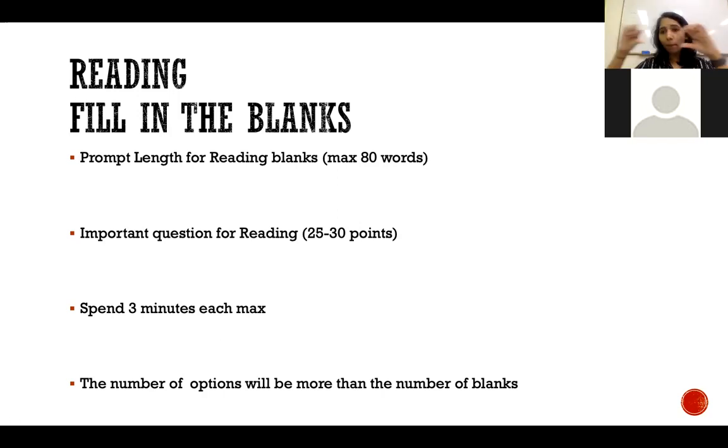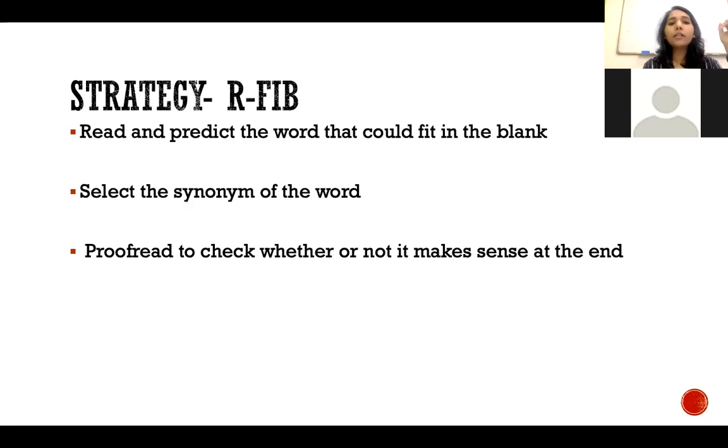The number of options will be double the number of blanks. So usually it's double, sometimes it's more than double. So if you have got 4 blanks, usually you'll have 8 options to choose from. Okay, so what is the strategy for this reading fill in the blanks? Read your passage, skim through the passage. While reading it, find what kind of word or what part of speech. Try to read that loudly so that you understand what form of the word could fit into that blank.